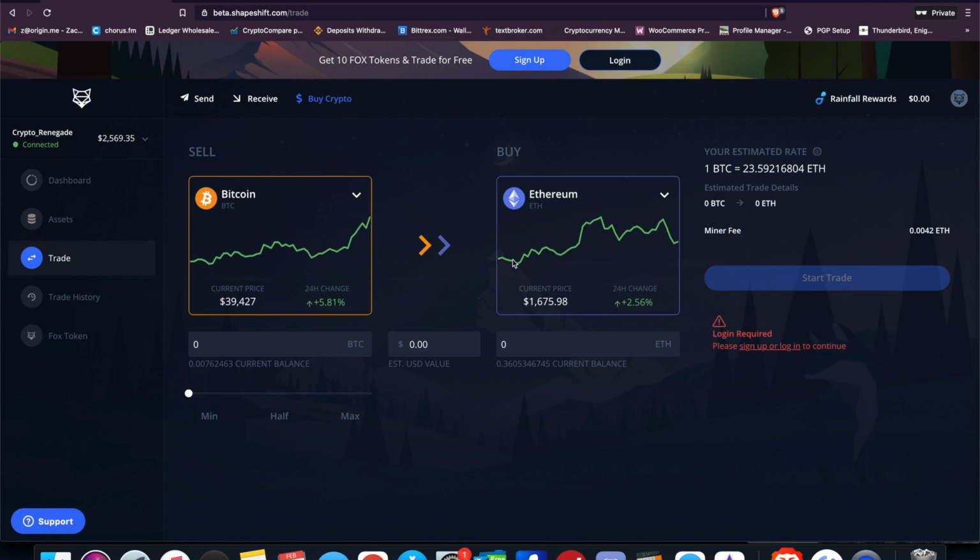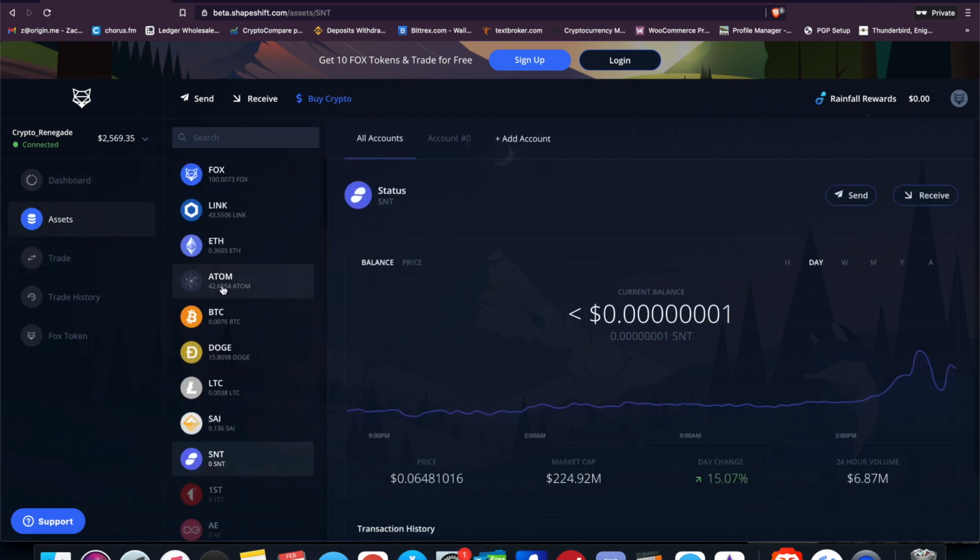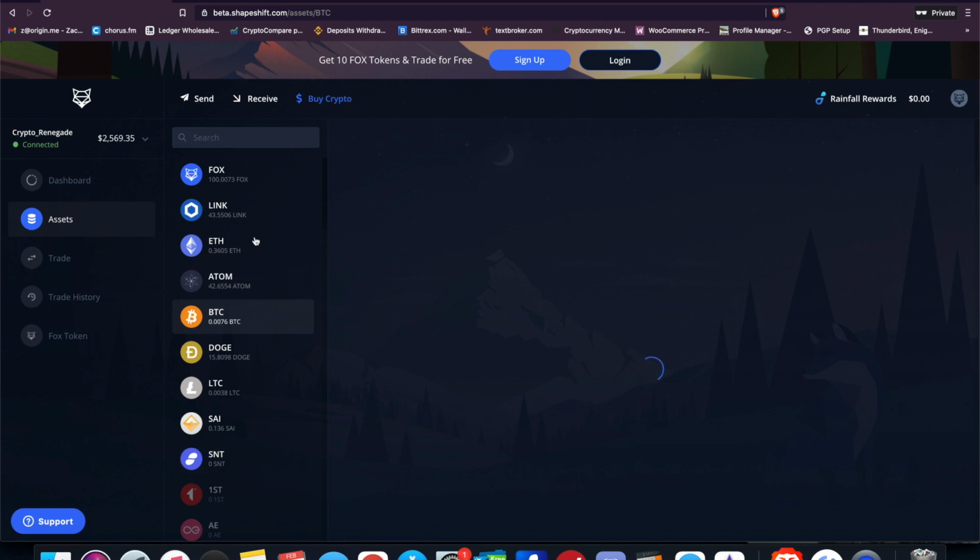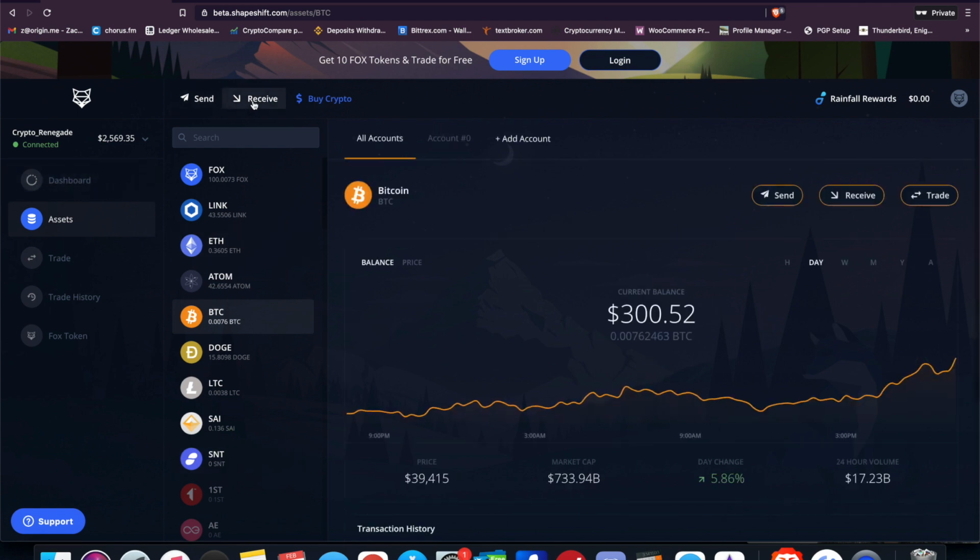But you don't have to use trade. You don't have to trade. If you just want to use the hardware wallet and you don't want to trade using the ShapeShift engine, you can come into your assets. In this case, we'll go to Bitcoin. And as you can see, there's a send, receive, and then there's also a buy crypto, which is really cheap.